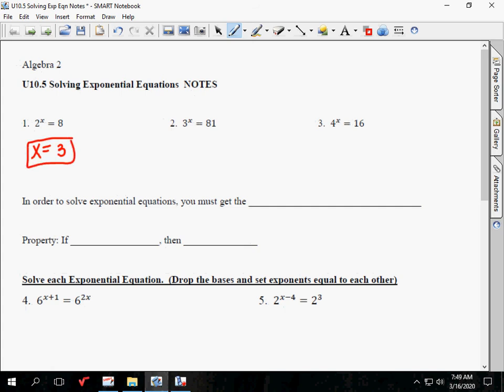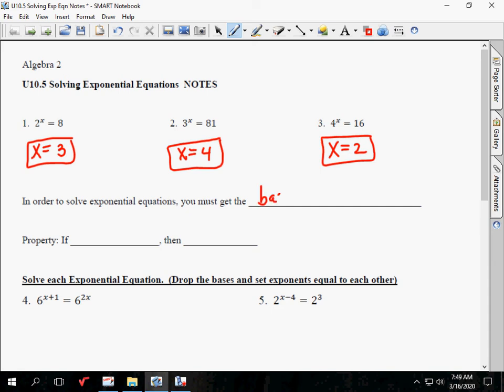Then you could do number 2, 3 to what power equals 81. And so that's going to be 4, x equals 4. All right, and then 4 to what power equals 16, and so we can see x equals 2. All right, so in order to solve exponential equations, you want to get the bases to be the same.